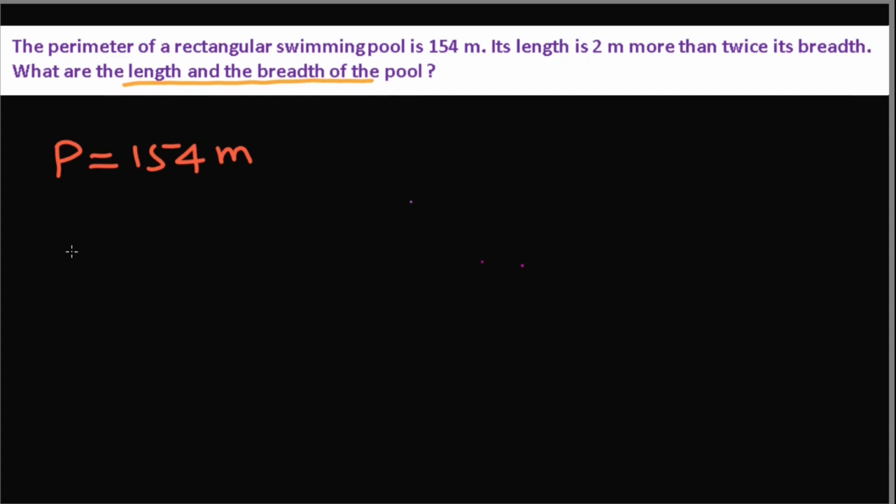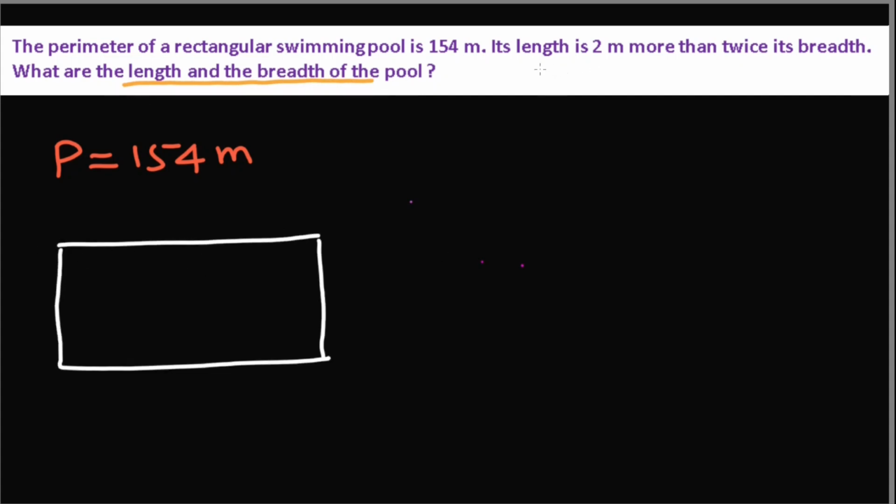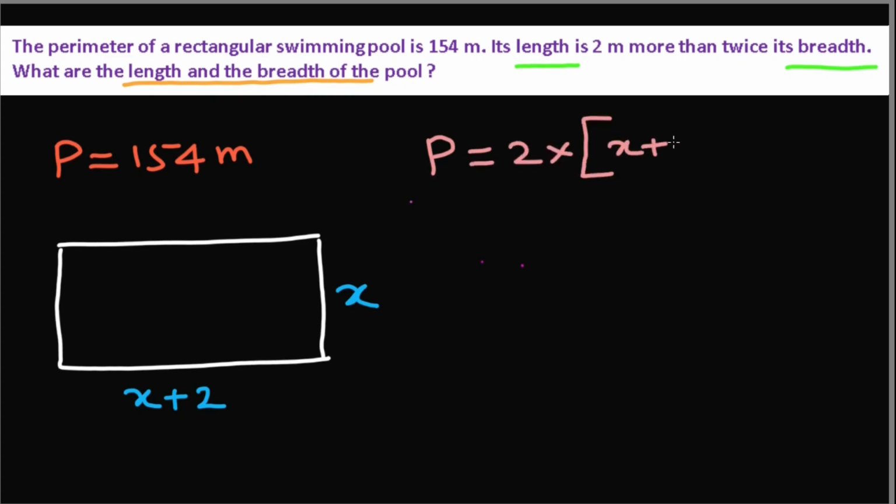First, we will draw the rectangular pool. Now here, length of the pool has been expressed in terms of its breadth. So we will assume the breadth of the pool to be x, so that its length will be x plus 2. We know that perimeter P of a rectangle is twice length, which is x plus 2, plus breadth, which is x. Now the perimeter is given to be 154. So 154 equals 2 multiplied by x plus x, 2x plus 2.